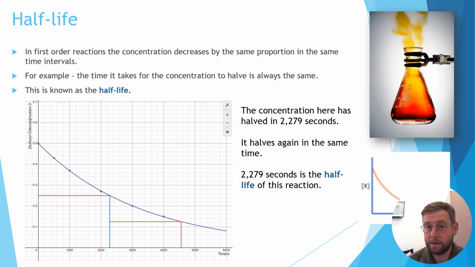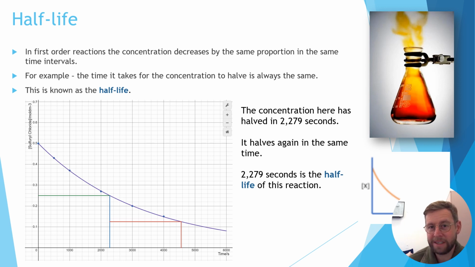So for a first order reaction, you would expect that the concentration would decrease by the same proportion in the same time interval, and that's because the rate at which this is occurring is proportional to the concentration. And that means that it decreases quite rapidly to start with, and then less and less and less. But it also means interesting things, such as that it will halve in a given period of time, and it'll be in that same period of time again before we see it halve again. So the same proportion in the same time interval.